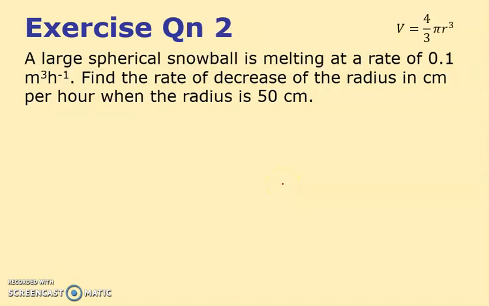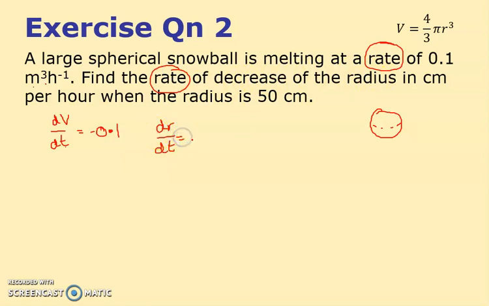And a large spherical snowball, so imagine a spherical snowball, is melting at a rate of 0.1. So again, you read that and notice the units is cubic metres. So this is dV by dt. This is a volume per hour, it would seem. A rate of 0.1, and it's melting, so it's decreasing. I reckon that's minus 0.1. And find the rate of decrease of the radius. I want dr by dt.